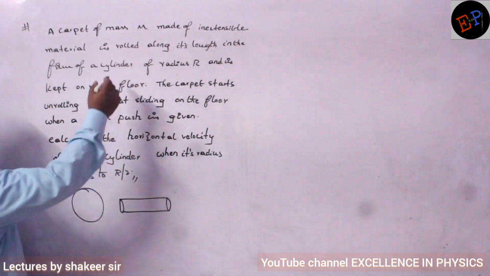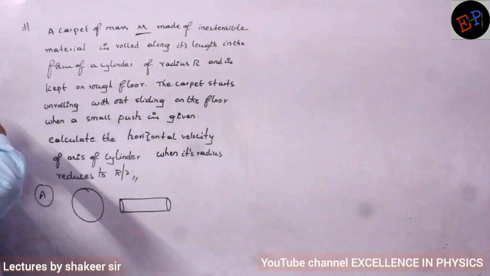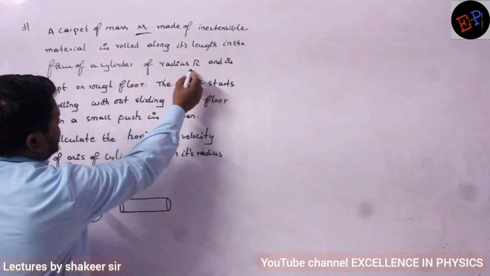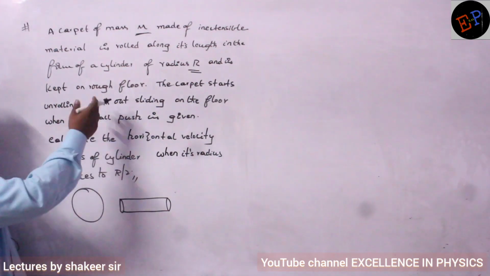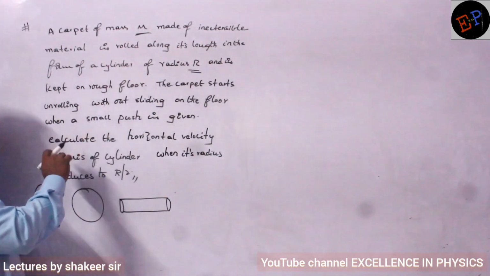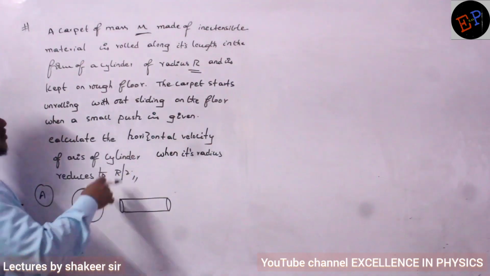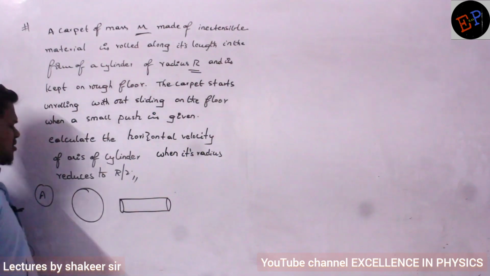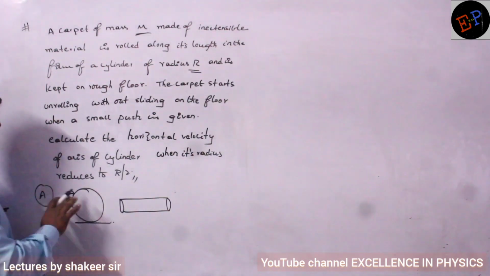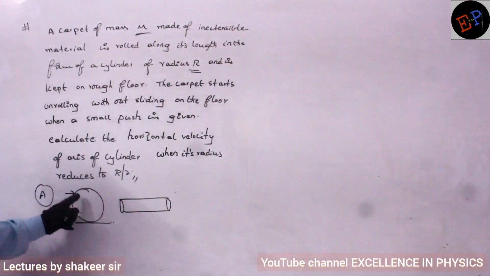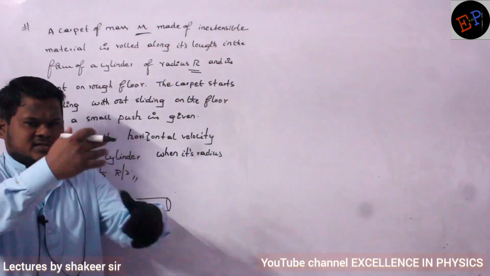What is the initial mass of the carpet? Mass of the carpet is m, and it is made up of inextensible material. So it became a cylinder whose radius is equal to r and is kept on a rough floor. It means there is no slipping. Okay, ma? The carpet starts unrolling without sliding on the floor when a small push is given. So it is present on the ground. I have given a small jerk to this one. Small push means what? This external force you can consider 0. Very small force. Then it started unrolling.